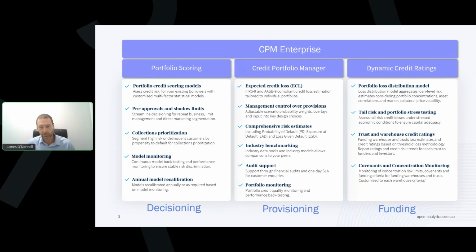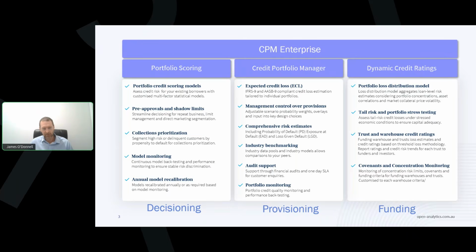And then finally on the right, probably less familiar to many of you, is our dynamic credit ratings, which we more typically do for the private credit funds that we work with. What we're doing there is looking at the entire loan pool or funding warehouse and looking at the tail risk on that pool. That's the 1 in 100 year type loss that your funders use to assess credit ratings and how safe their invested capital is.